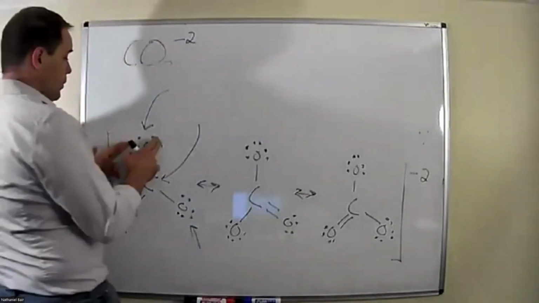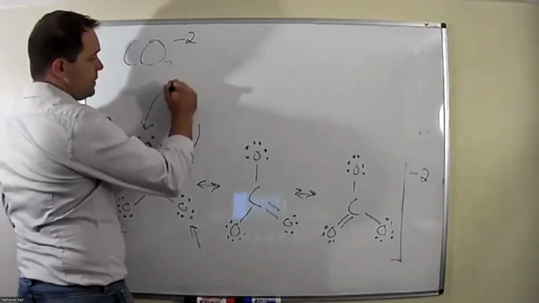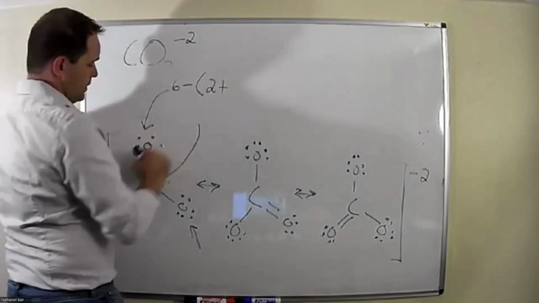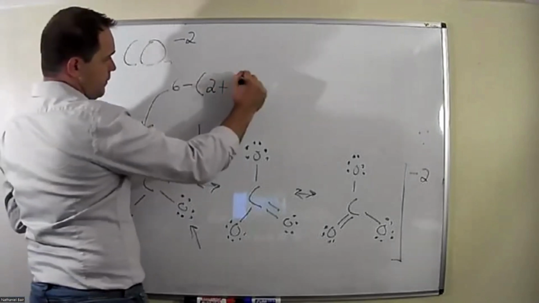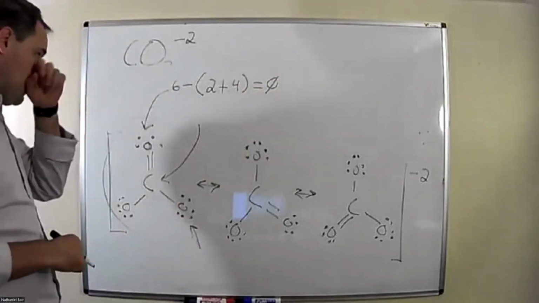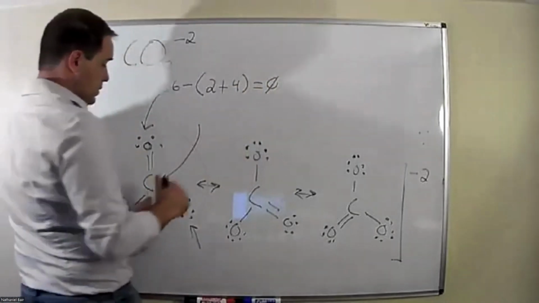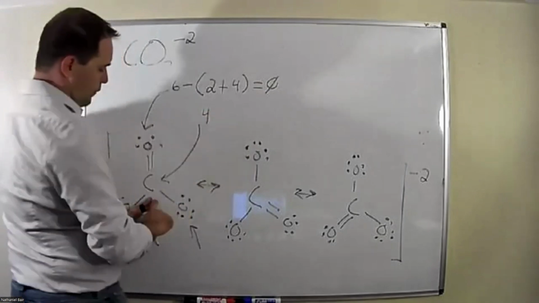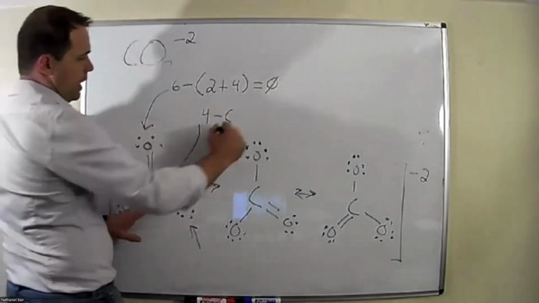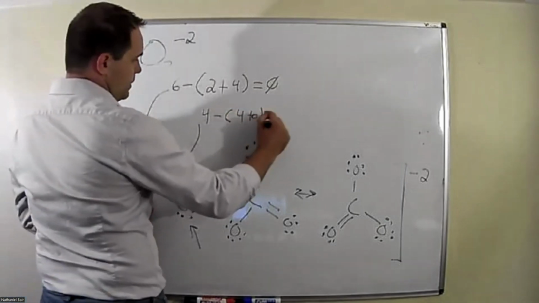All right. We got a doubly bound oxygen here. That's going to be 6 minus number of bonds it's making, 2, plus the number of electrons in lone pairs, 4. That doubly bound oxygen is a happy little oxygen. It's rocking a 0 formal charge. Let's do the carbon. We got 4 valence electrons per carbon. That carbon is making 4 bonds, and it's got no electrons in lone pairs.